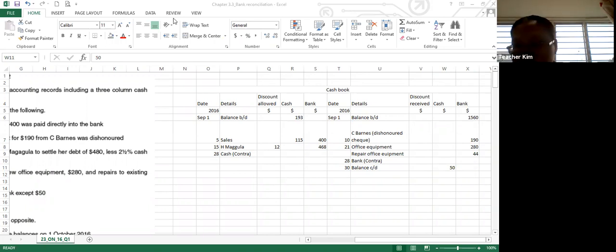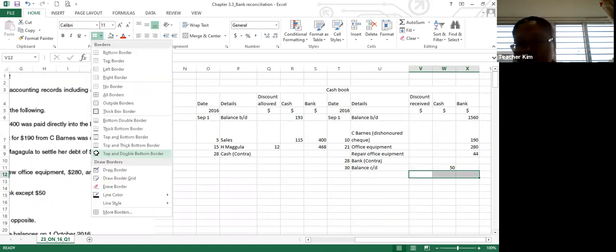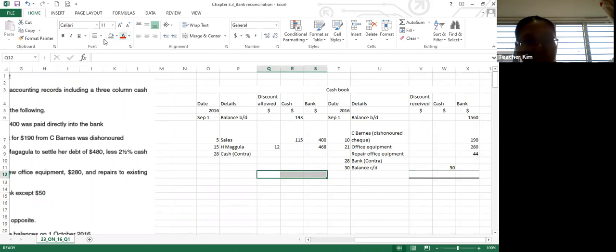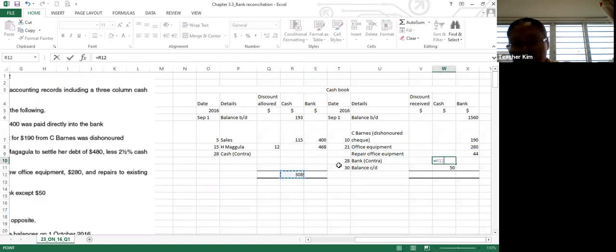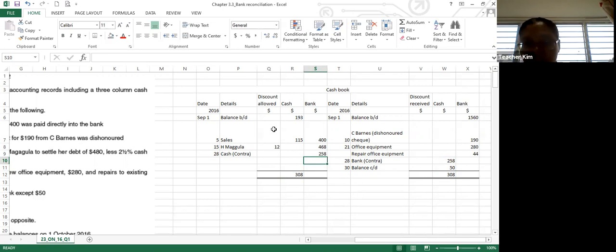Okay, let's continue. In order to find how much, we get the subtotal for this one first. The subtotal is 308, so we have to take this subtotal minus this 50. So we get this amount. The cash account settles this amount, transferred into the bank account. This is the contra entry.